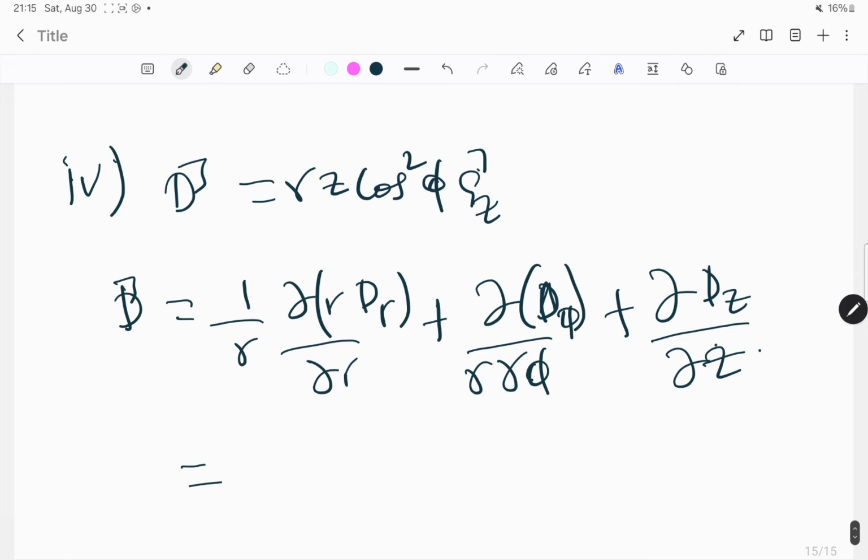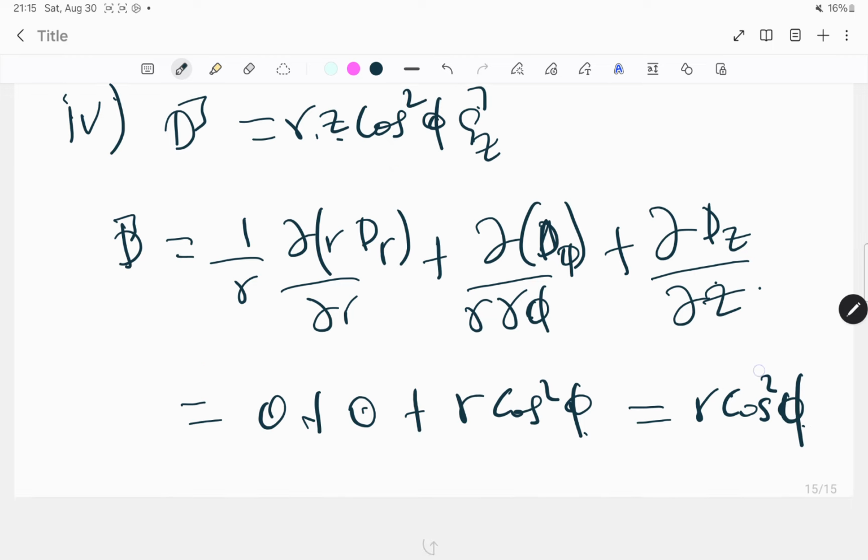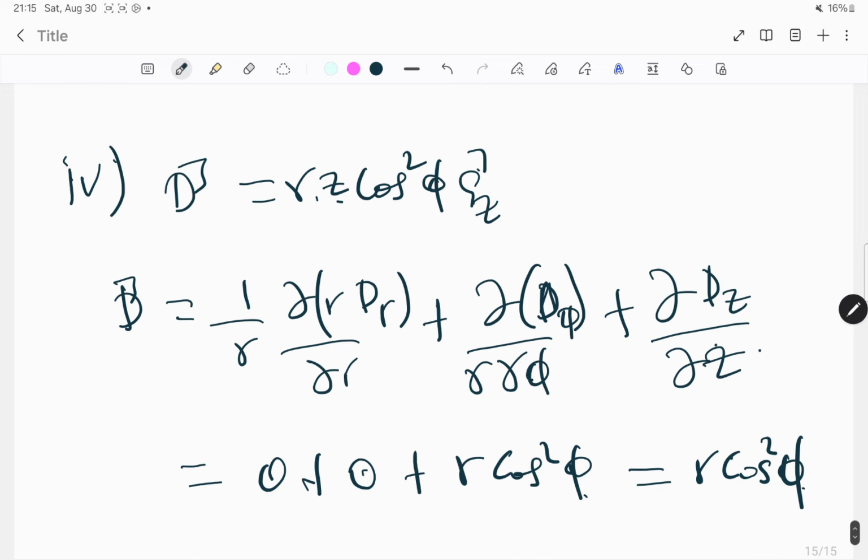Based on this question, you can see we don't have d r, d phi. So they are 0. So this will be 0. Then we are just differentiating with respect to z. So I have here to be r cos square phi. So this becomes our answer here, r cos square phi. Okay.